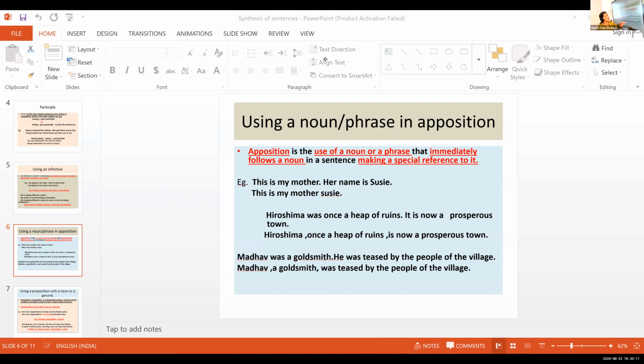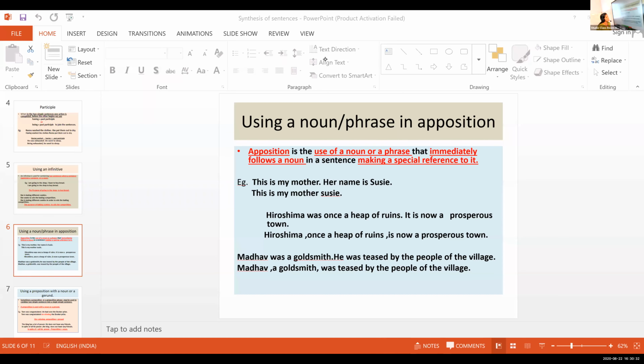Okay, now let us explain this rule. How to combine using a noun or a phrase in apposition. Apposition is the use of a noun or a phrase that immediately follows a noun. See the same example I have written on the board. This is my mother. Her name is Susie. This is my mother Susie. After combining this, Susie is said to be in apposition with the noun mother.